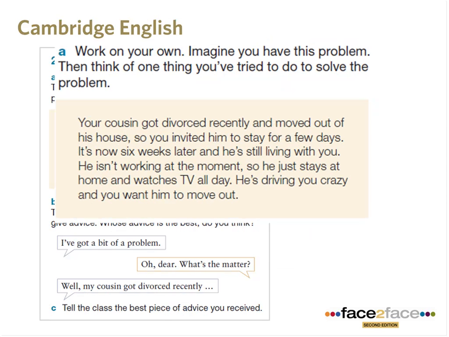Okay, so the student has to understand the problem and think of one thing they've tried to do to solve the problem. So a bit of time on their own to get their head around the problem and what kind of solutions there could be.